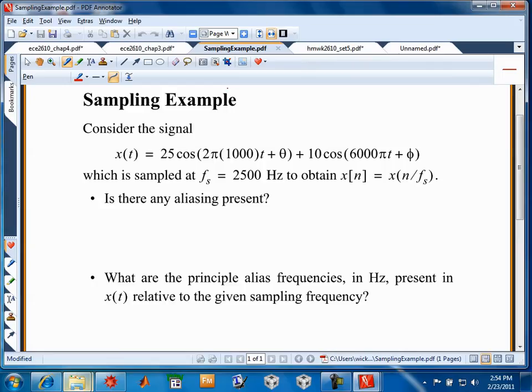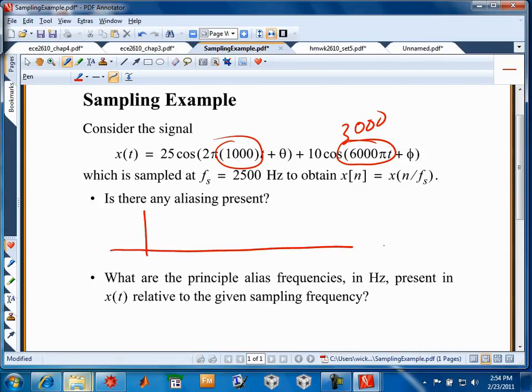So we're sampling at 2500 hertz. Is there any aliasing present? There is, because right away you see, well, I pulled a little trick in here. You've got to be careful. That's the frequency of the first signal, right? 1000. Here I didn't factor the 2 pi out. So what's the frequency of that second signal? 3000. It's 3000. Watch out for that trick. It's just a representation thing. So 3000 is not less than half of 2500.